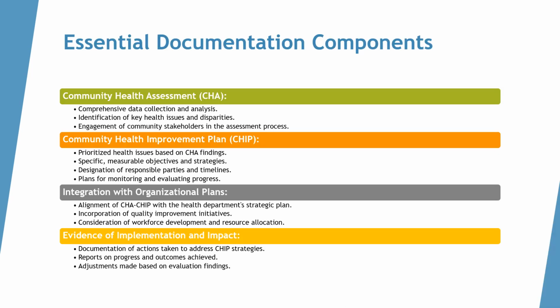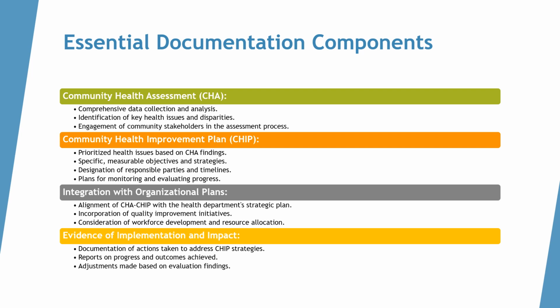So when it comes to accreditation, it's not just about having documentation. It's about having the right documentation. Essential documentation for CHA CHIP includes clear evidence of your process, your partnerships, and your strategic decisions. This means capturing things like draft and final versions of your CHA CHIP, meeting agendas and minutes, community engagement summaries, prioritization tools and scorecards, implementation plans and evaluation measures.